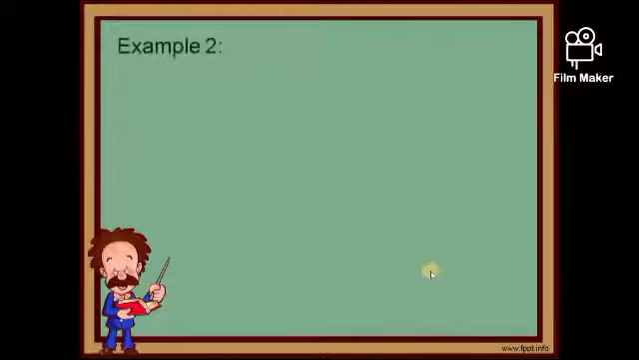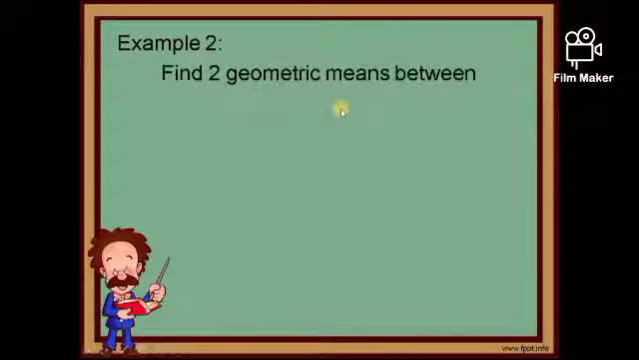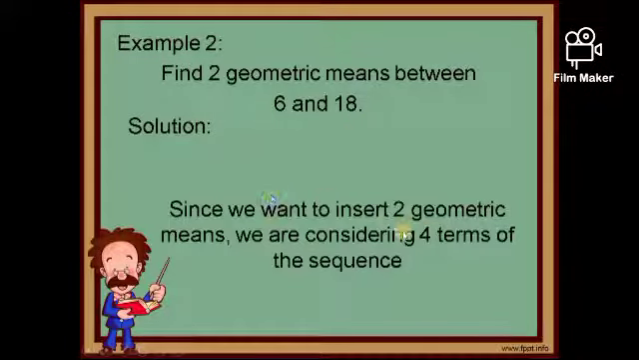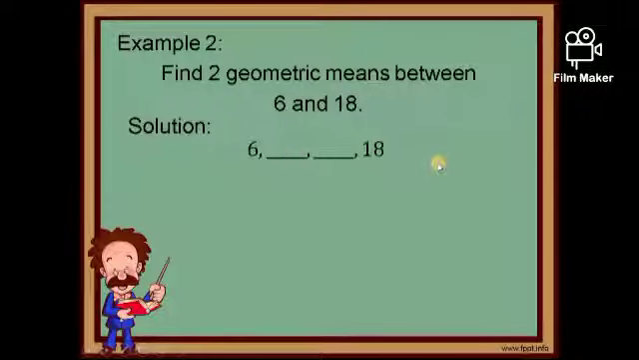Next example. Find two geometric means between 6 and 18. Solution. Since we want to insert 2 geometric means, we are considering 4 terms in the sequence. We have 2 gaps between 6 and 18, so we have 1, 2, 3, 4 terms. So again, we need to solve for the common ratio because we're talking about a geometric sequence in this subject.